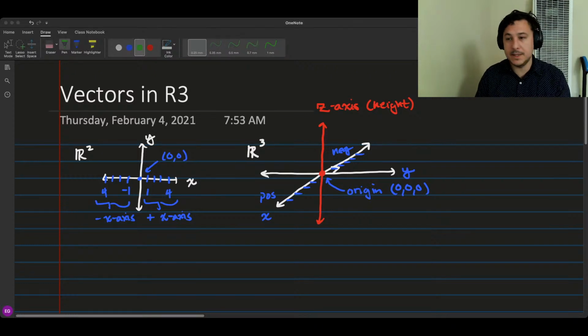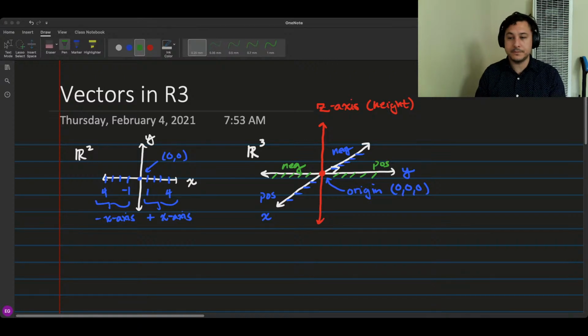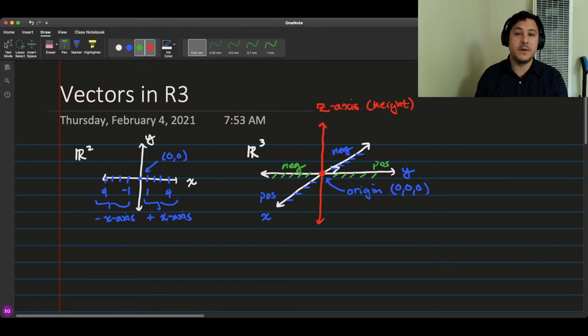Now you have to make the same decision for the y-axis. Going this way will be the positive y-axis. Going this way will be the negative y-axis. You could set it up other ways, but this is how we do it. And there's actually a way to figure this out so that you don't have to memorize all of this. So there's something called the right-hand rule.